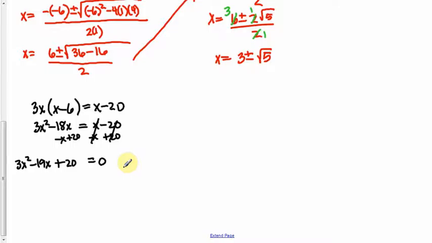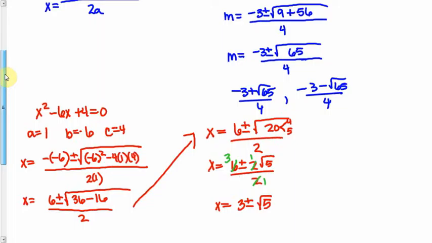Now I'm not going to go through solving this one. It's going to be the same thing. A is 3, B is negative 19, and C is 20. These numbers are kind of big, so they're not going to be real fun to work with. But you see what you have to do to get it where you can use the quadratic formula. You must get it in the form ax squared plus bx plus c equals 0. Now, you can finish this on your own if you want to.